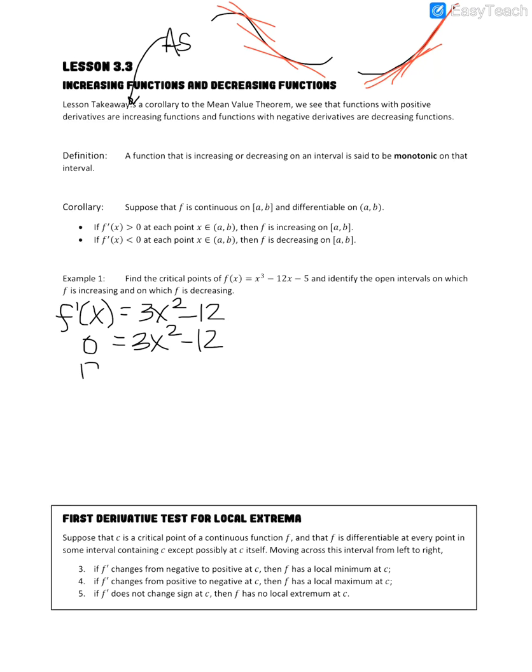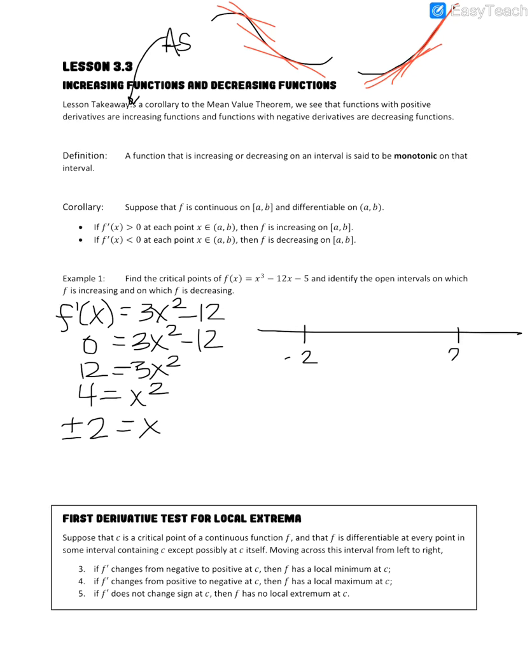Add the 12. Divide by 3. So positive and negative 2 for x. All right, and so at this point, we are going to go ahead and test values. So we're going to make a little number line here. We have our negative 2 and our positive 2.